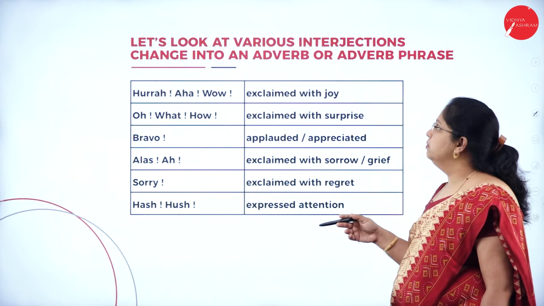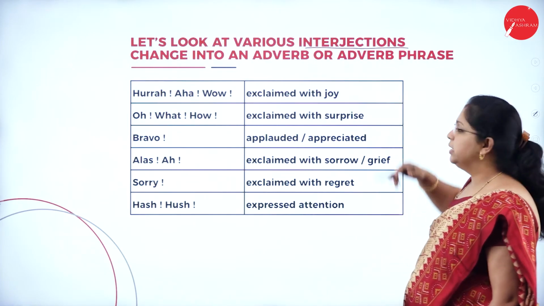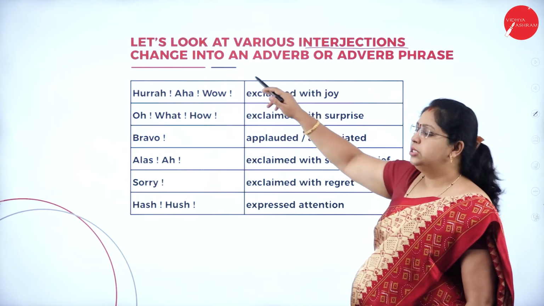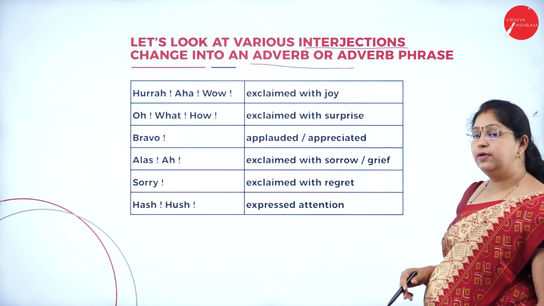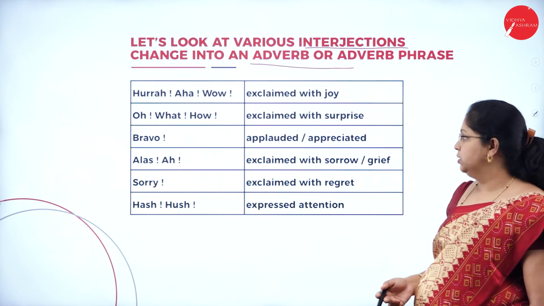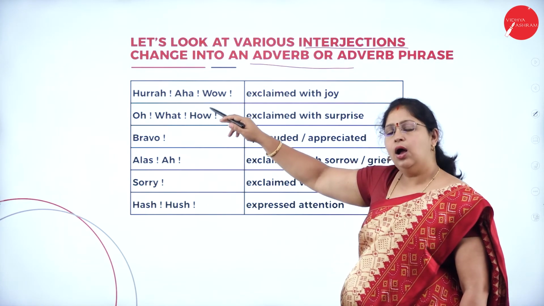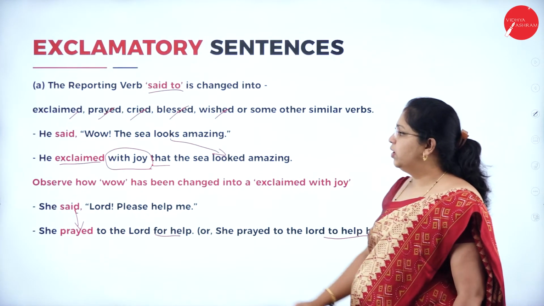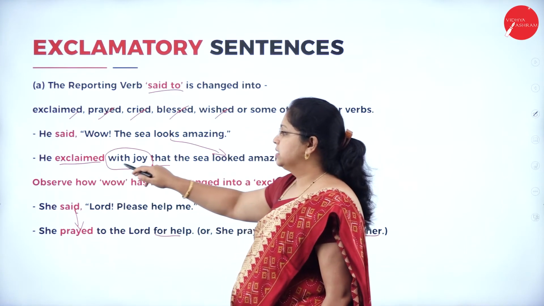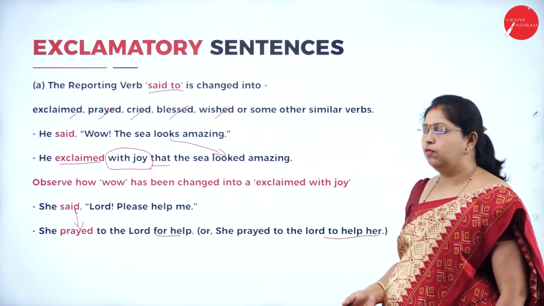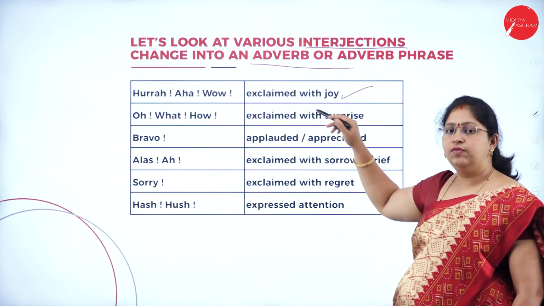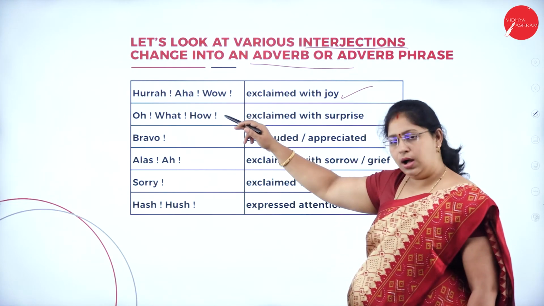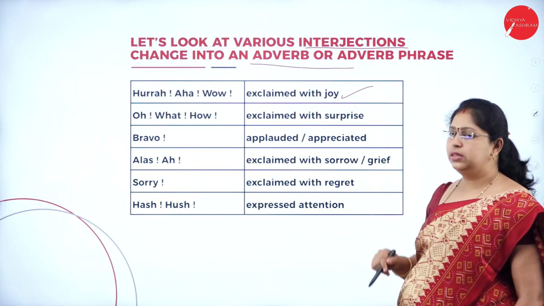So, here are some interjections, what we call the sudden expressions we give when it is an exclamatory sentence. So, the change in the adverb or adverb phrase is done when it is an exclamation. See, hurrah, aha or wow becomes exclaimed with joy. Let me go to the previous slide. What happened here? Wow has changed to exclaimed with joy, correct? So, this is how the adverbs are changed to adverb phrases. Okay. Hurrah or aha or wow is changed to exclaimed with joy, correct?